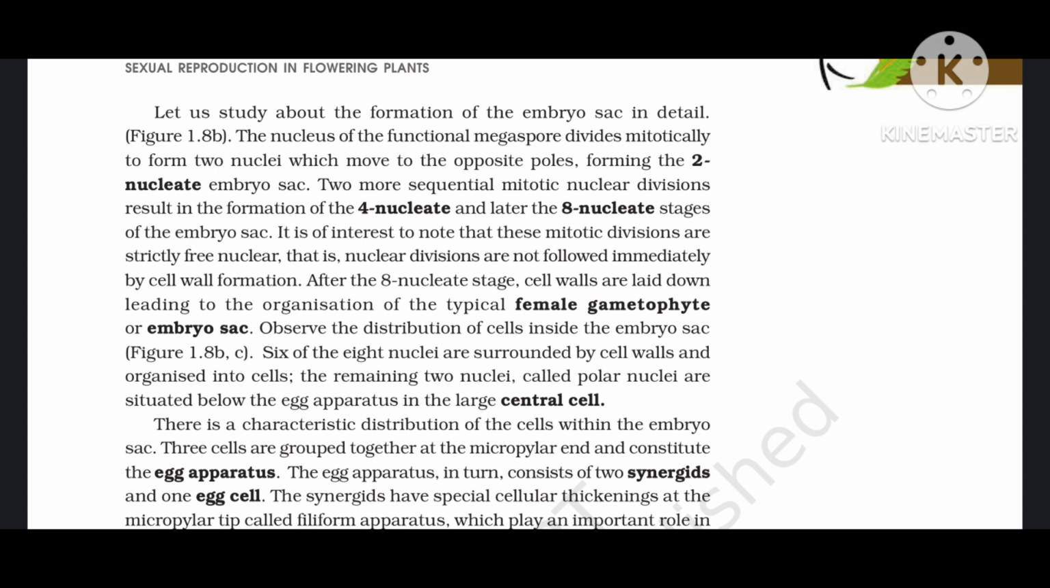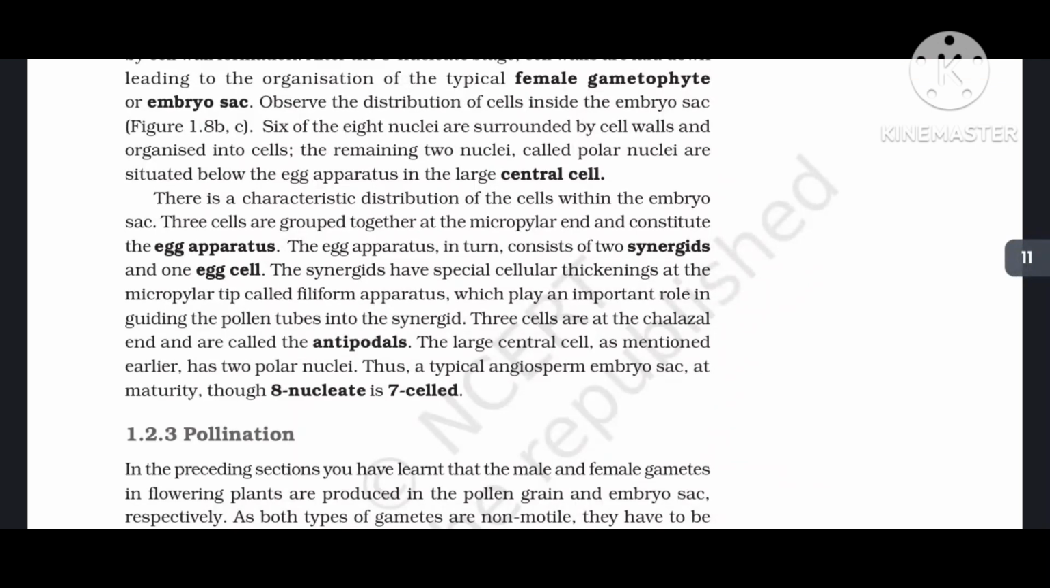3 cells are grouped together at the micropylar end and constitute the egg apparatus. The egg apparatus in turn consists of 2 synergids and 1 egg cell. The synergids have special cellular thickenings at the micropylar tip called filiform apparatus, which play an important role in guiding the pollen tubes into the synergid. 3 cells are at the chalazal end and are called the antipodals. The large central cell, as mentioned earlier, has 2 polar nuclei. The typical angiosperm embryo sac at maturity, though 8-nucleate, is 7-celled.